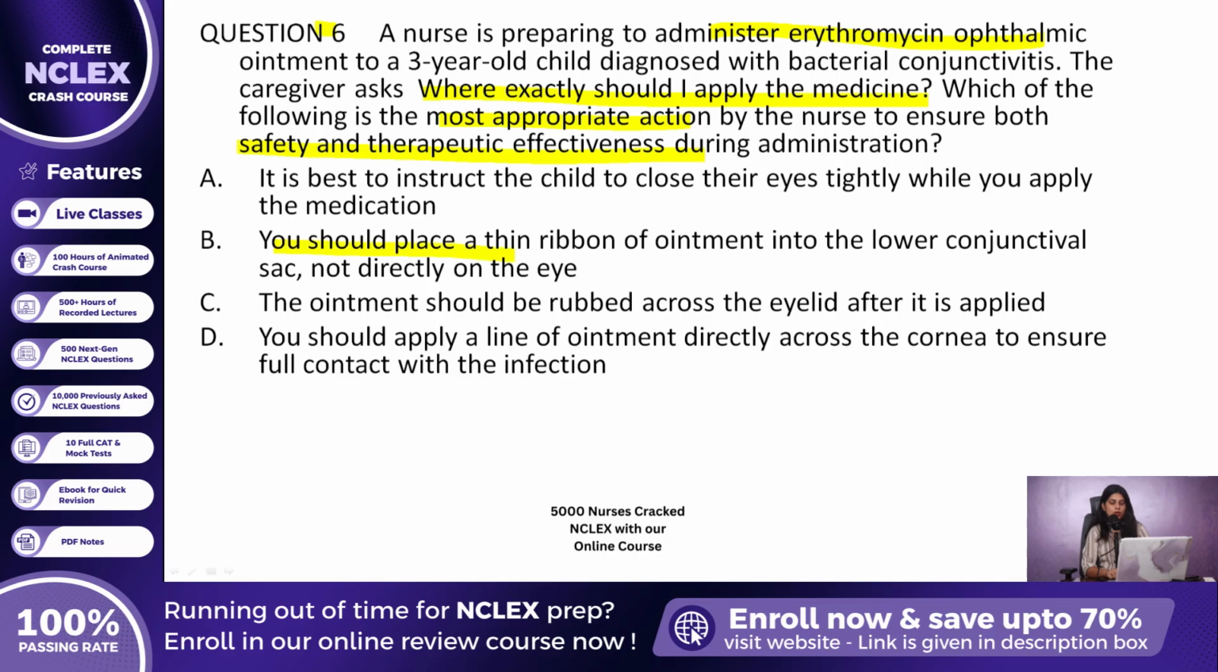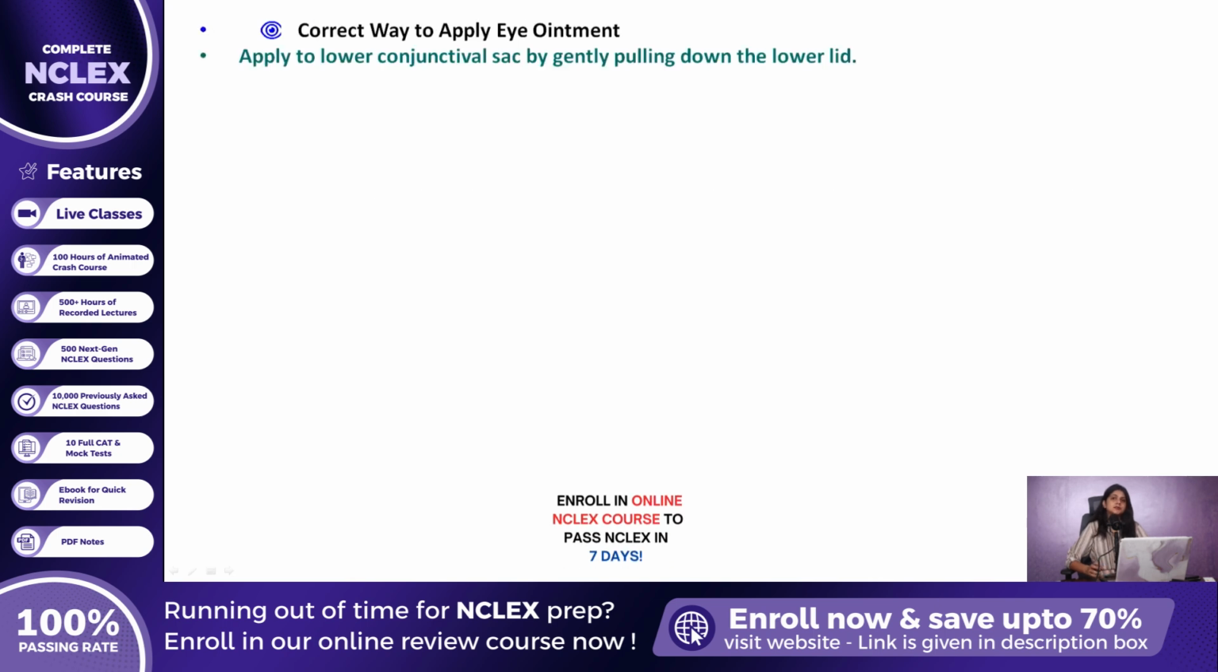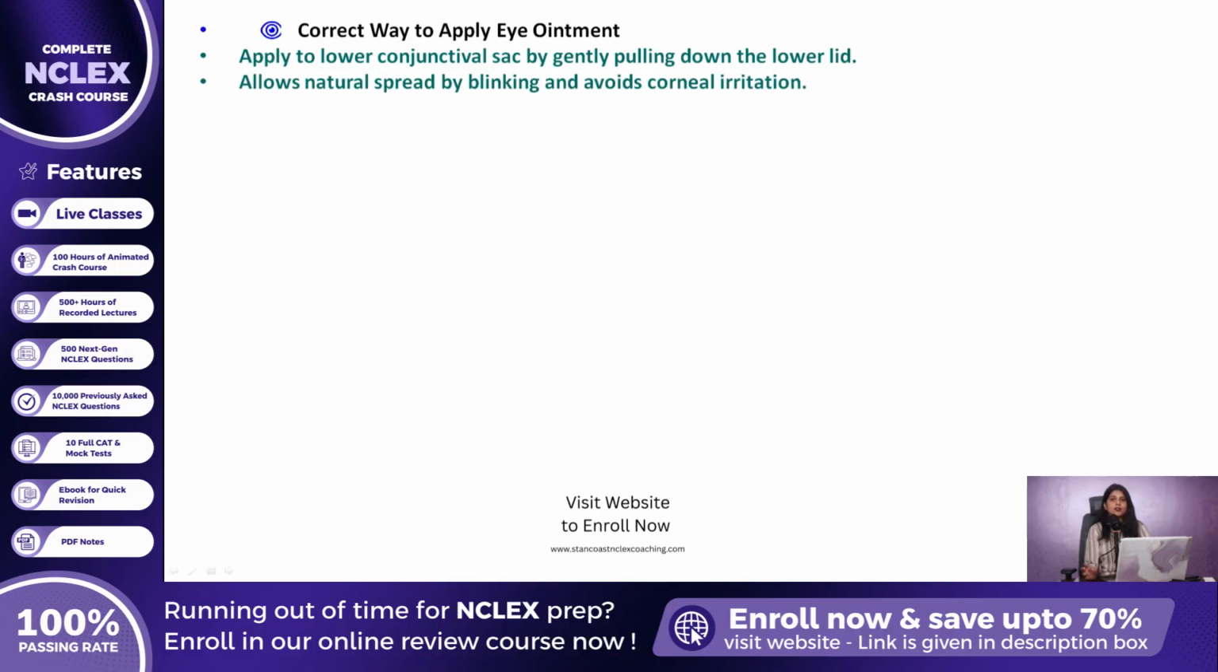You should place a thin ribbon of ointment into the lower conjunctival sac, not directly on the eye. This method is widely accepted in both pediatric and adult eye care because it ensures optimal drug absorption while minimizing harm. The lower conjunctival sac is the natural pocket formed when you gently pull down the lower eyelid, and placing the medication there allows the ointment to spread naturally across the eye surface through blinking. This also helps avoid direct contact with the sensitive cornea, which can be easily irritated or damaged.